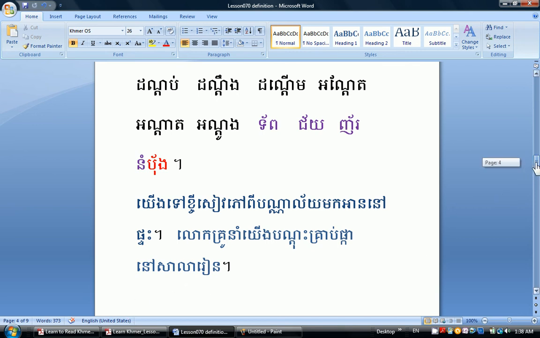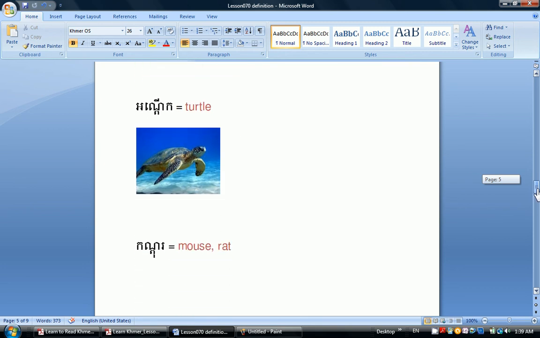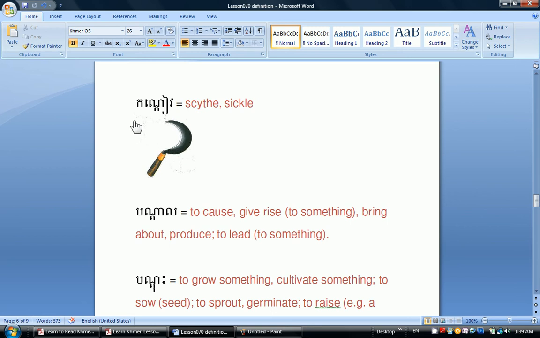So now let's go over the definitions. Kandal means center, middle, mean, or medium. Banalai is a library. Kondop is a grasshopper. Here's a picture of a grasshopper. Andag is a turtle. Okay, here's a picture of a turtle or andag. Kondal is a mouse or rat. Kondio is a scythe or sickle.